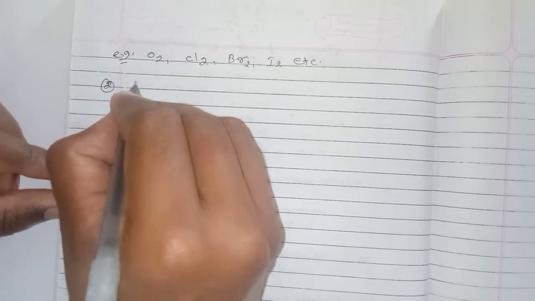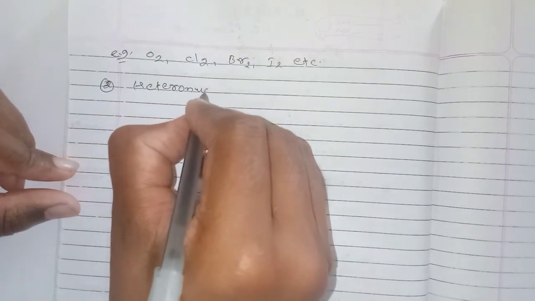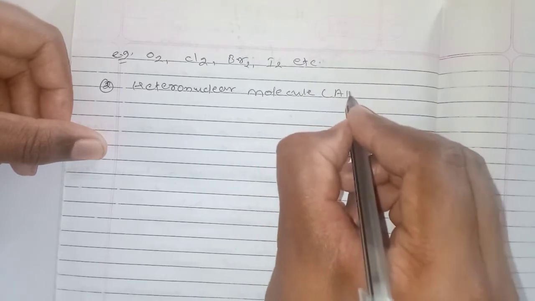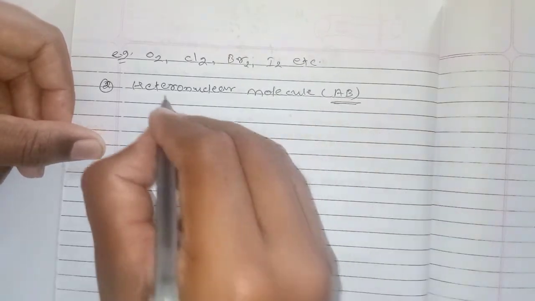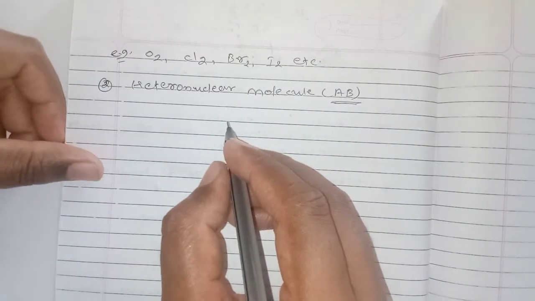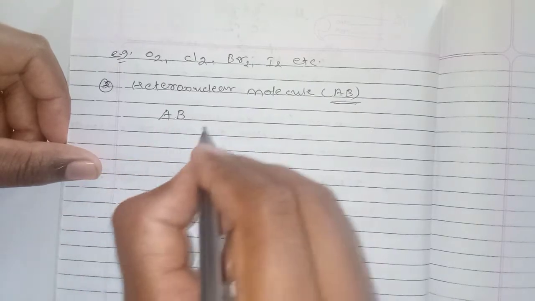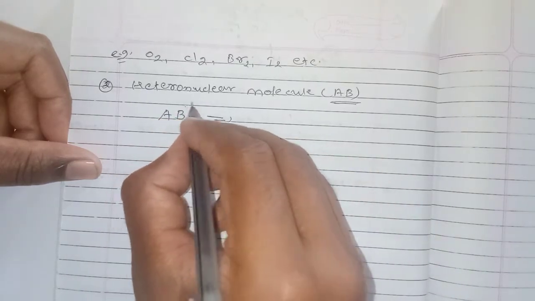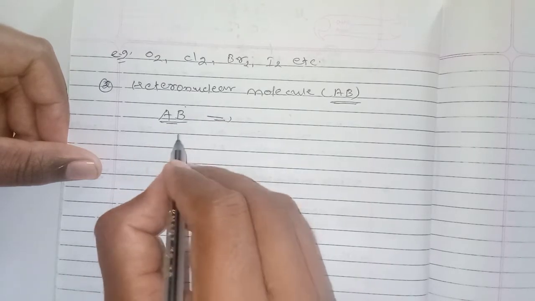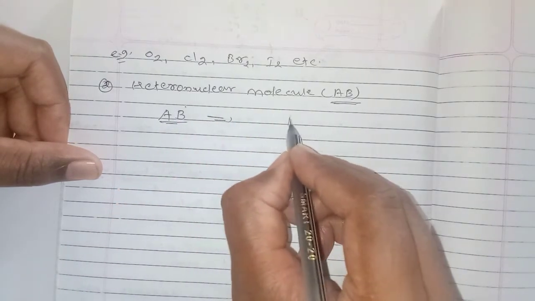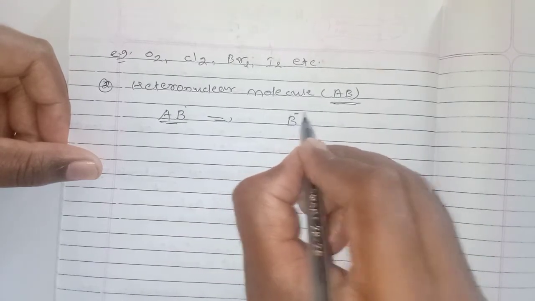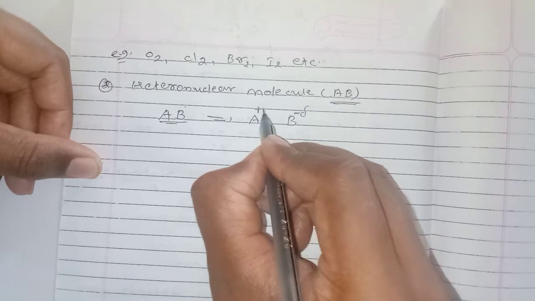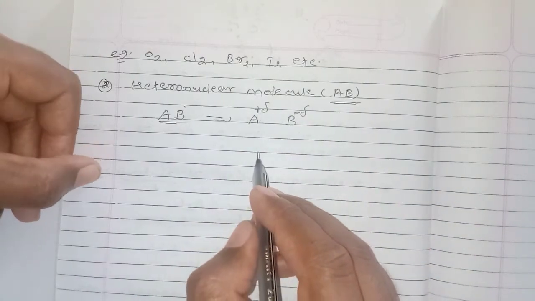Second is the heteronuclear molecule, AB, that means there are two different atoms. Here in the AB molecule, the bonding electron pair... suppose A is more electronegative, so B possesses partial negative charge, while A possesses partial positive charge.